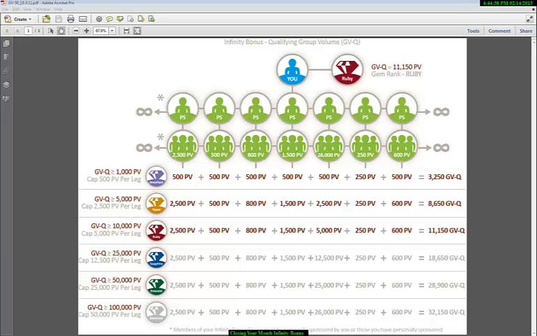Today what we're going to be talking about is how to close out your month in the Infinity Bonus and how the Infinity Bonus calculates per se. So this can help you to figure out what you need to do to try to pull a rank or exactly where you're at within the Infinity Bonus.